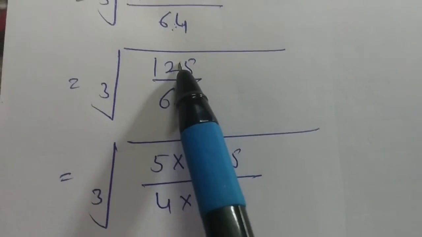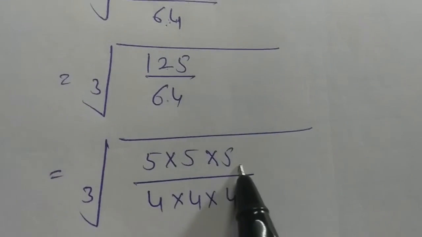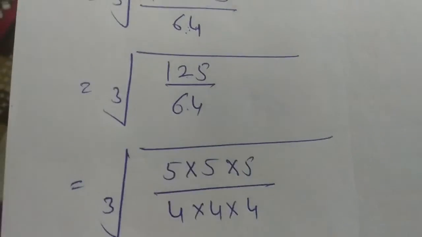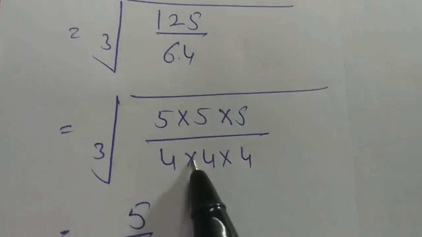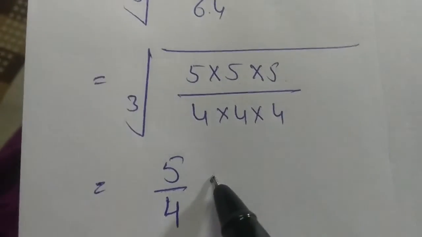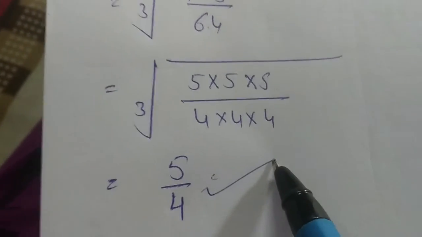Make the factors of these numbers: 5 into 5 into 5 and 4 into 4 into 4. Take 1 five from here and 1 four from here. You will get your answer. This is your answer.